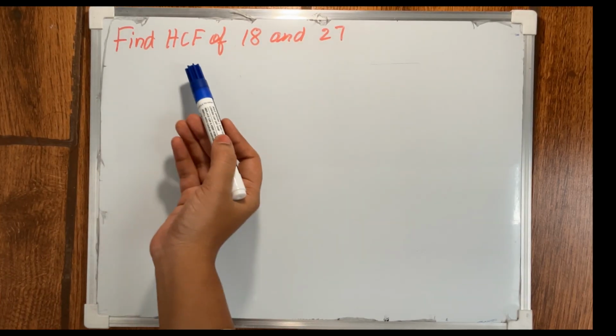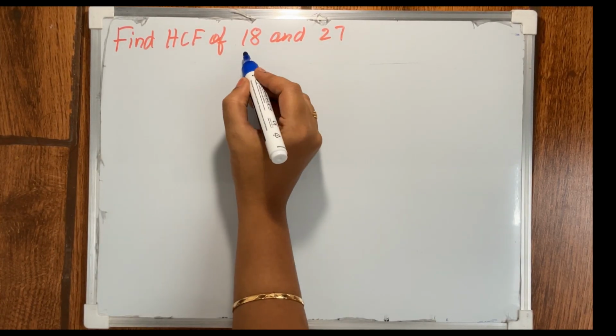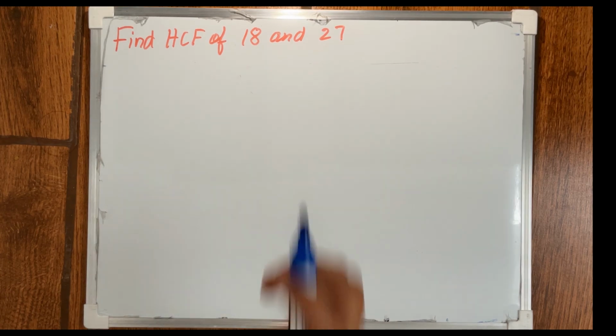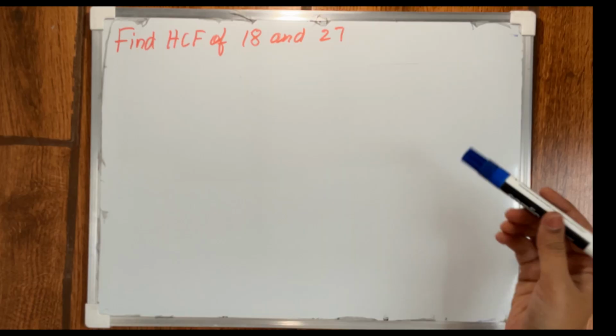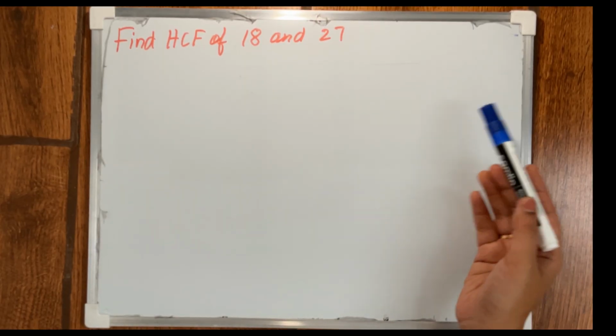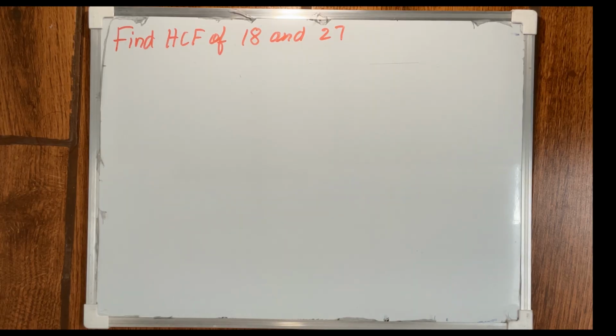Next problem, find the HCF of 18 and 27. So the first step is we have to find the factors of 18. I'll be showing you how to find the factors of any number easily. If you're finding it difficult to do the working of division, you can directly write the answers. I will show you how.